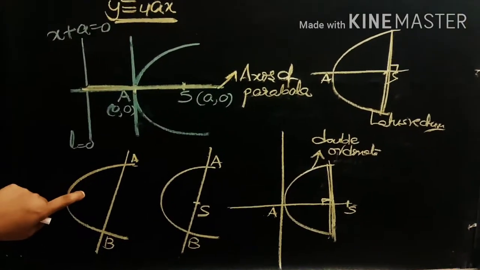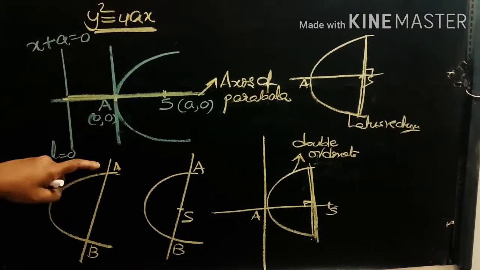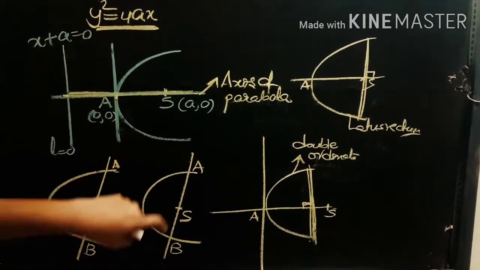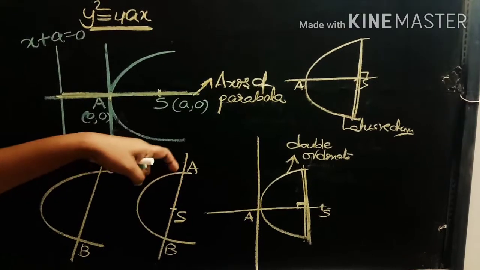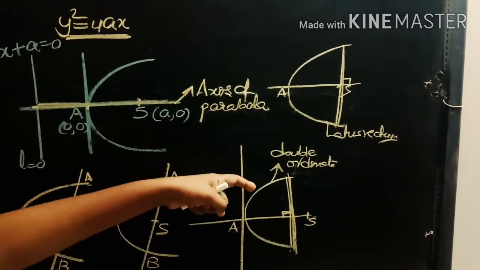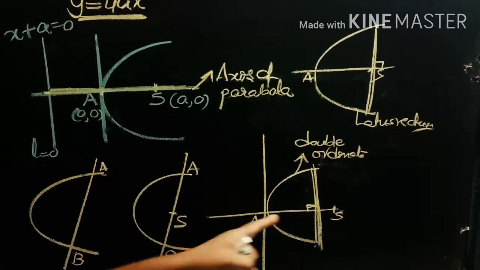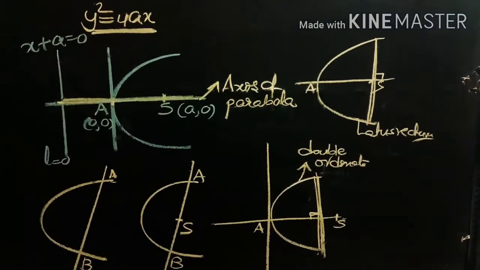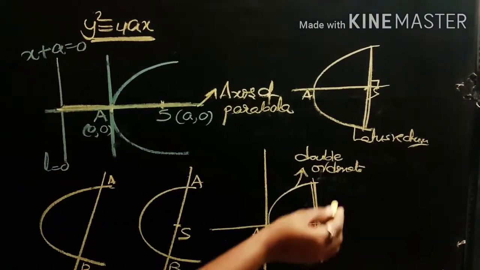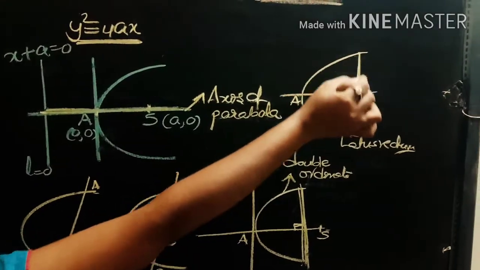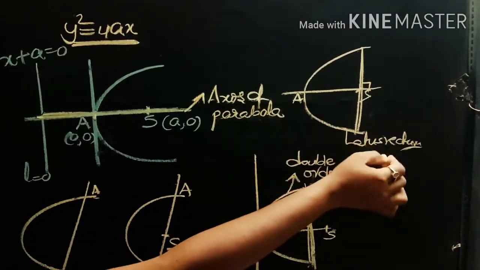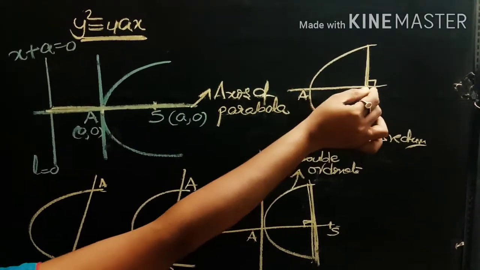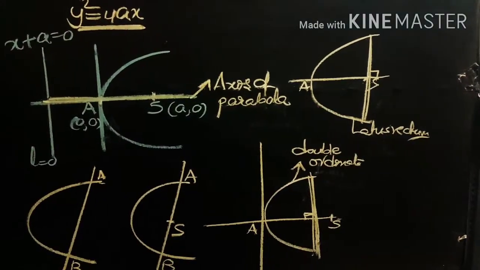So the first definition is chord. Chord means the line joining any two points on the parabola is called the chord of the parabola. And focal chord, the chord passing through the focus is called the focal chord. And double ordinate means the line perpendicular to the axis of the parabola, that is perpendicular to AS, is called the double ordinate. And the last definition, latus rectum. The double ordinate passing through the focus is called the latus rectum. That is the line perpendicular to AS and passing through the focus is called the latus rectum.